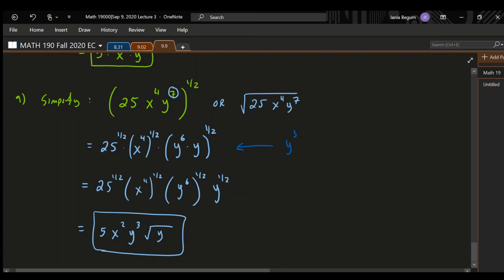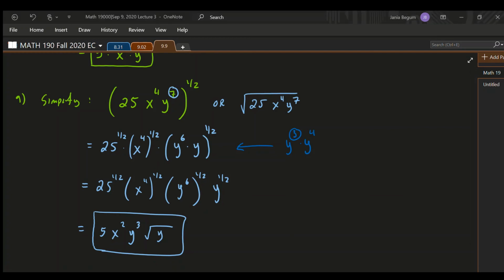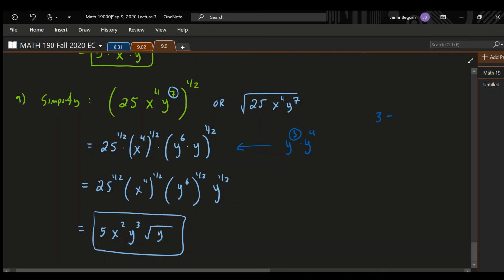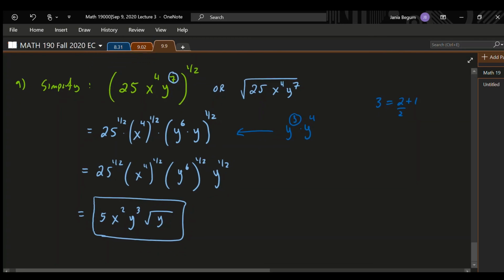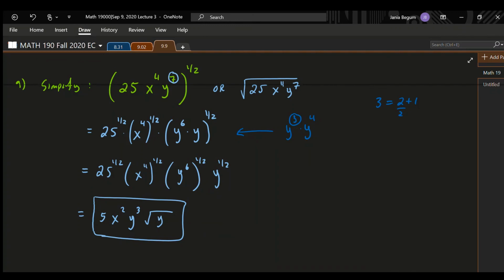So y to the third, y to the fourth. I could also do that, but then for this one, I would have to rewrite 2 and 1. Do you follow? Because 3 has a 2 in there, and this would divide evenly. So you go to the closest even number. All right, so that's pretty much it for P4.